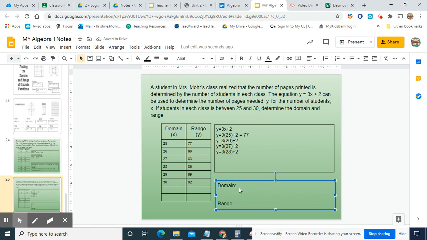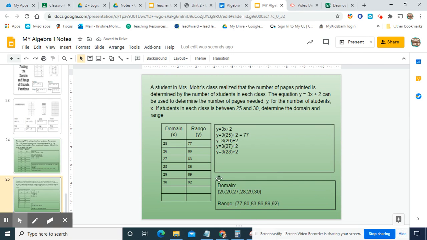And then we cannot forget, though, this last part to do the domain and range. So domain, again, is all those x values. So we have here 25, 26, 27, 28, 29, and 30. And close the bracket. And then we have our range is 77, 80, 83, 86, 89, and 92, and close the bracket.